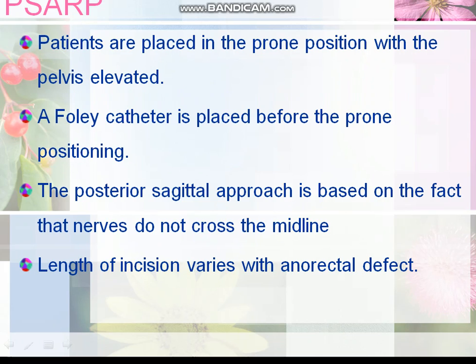So what we have said so far is that the child is placed in prone position with the pelvis elevated, and a Foley's catheter is inserted. The basis of the posterior sagittal approach is the belief that the nerves do not cross the midline. After this we make a midline incision. The length of the incision may vary.